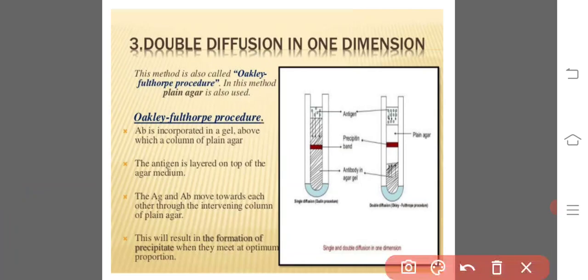Double diffusion in one dimension. It is also called the Oakley-Fulthorpe procedure. In this method, plain agar is also used. Antibody is incorporated in a gel, above which is a column of plain agar. The antigen is layered on top of the agar medium. The antigen and antibody move towards each other through the intervening column of plain agar. Thereby, this results in the formation of a precipitate when they meet at optimum proportions at the middle of the tube.